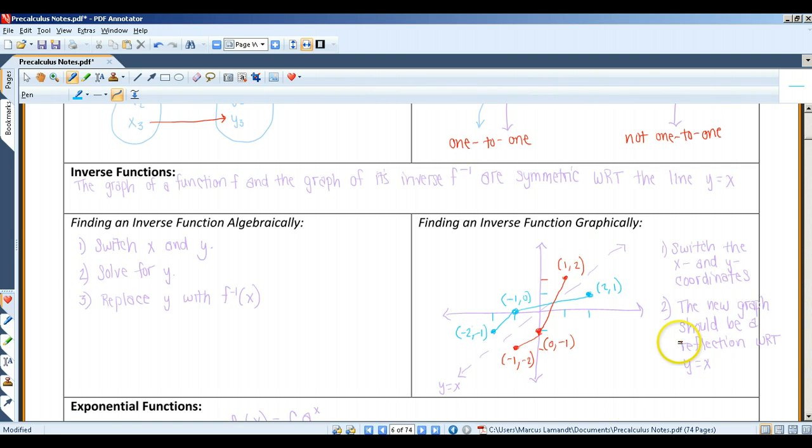You guys should all know what the line y equals x looks like. Sometimes you can just reflect it over that line and draw it over here. But it does help if you are given some points. It does help to switch the x and y coordinates of the points that you're given. Kind of like if you have the point 1, 2, the inverse graph would have the point 2, 1. If you have the point negative 1, 0, the inverse graph would have the point 0, negative 1. And then at the end, you can just check to make sure that the new graph is a reflection with respect to the line y equals x.